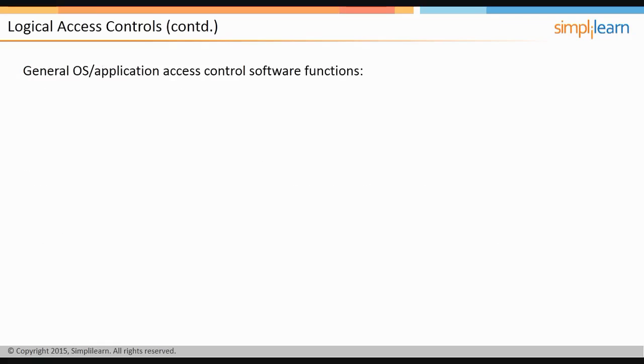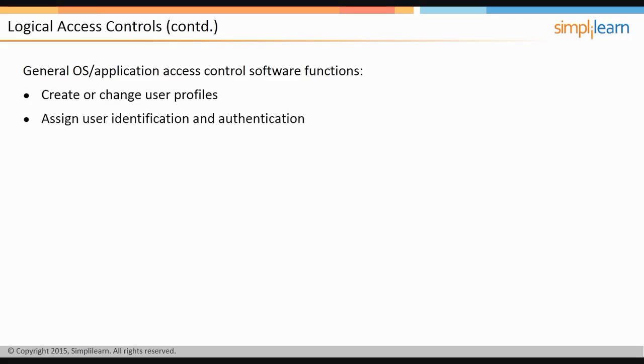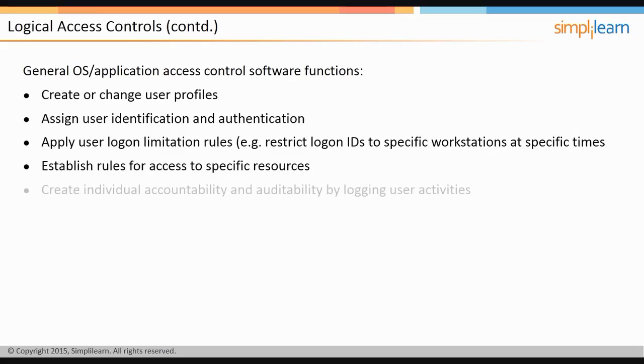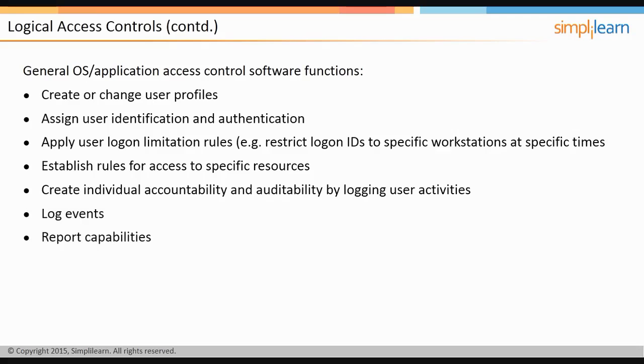General OS application access control software functions include creating or changing user profiles, assigning user identification and authentication, applying user logon limitation rules, for example, restricting logon IDs to specific workstations at specific times, establishing rules for access to specific resources, and creating individual accountability and auditability by logging user activities, logging events, and reporting capabilities.